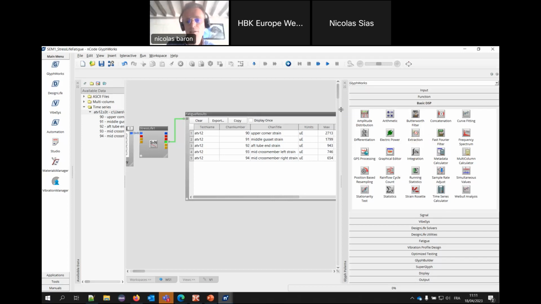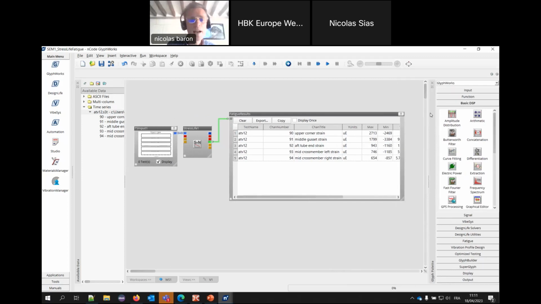Everything is graphical in our software, so you don't have to write any code. You don't have to write any difficult code that only a couple of people can understand. It's very simple because it's graphical. So here I've already pre-built this flow for you. We call this a flow. This way of connecting the glyphs here, we call a flow of analysis.